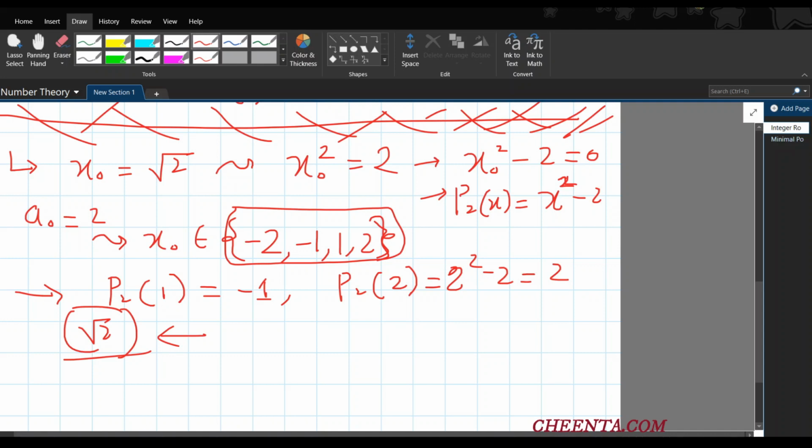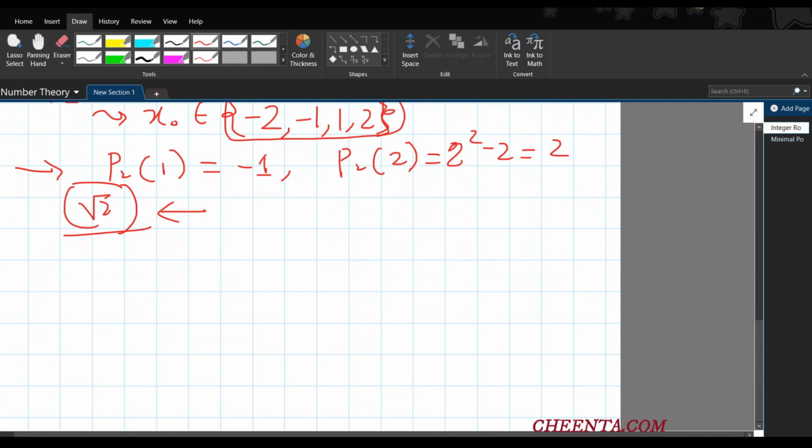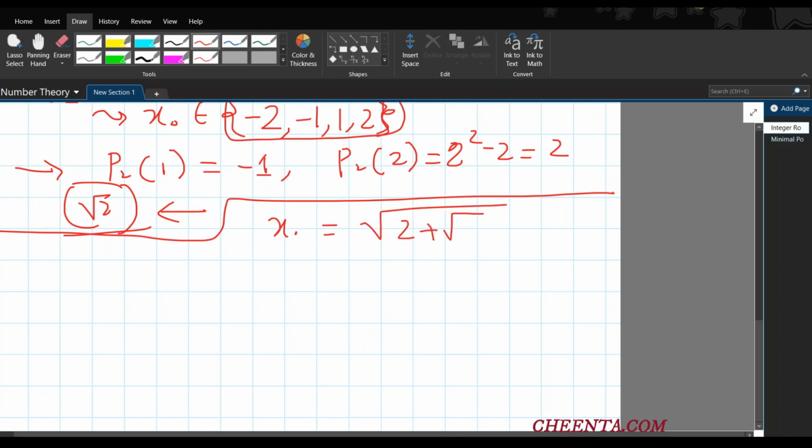You see how beautiful this method is. And you can prove other things too. Suppose I have the number square root of 2 plus square root of 3. Can you try out whether it is irrational or not? Try it out, pause the video. Okay, so let's see how you can solve it.